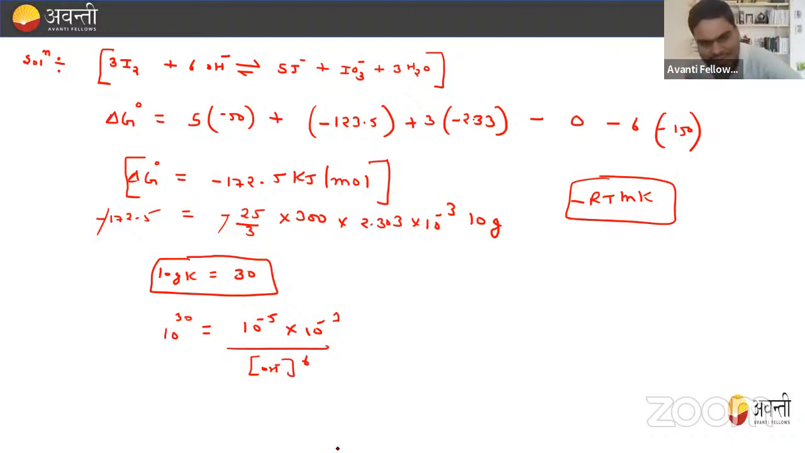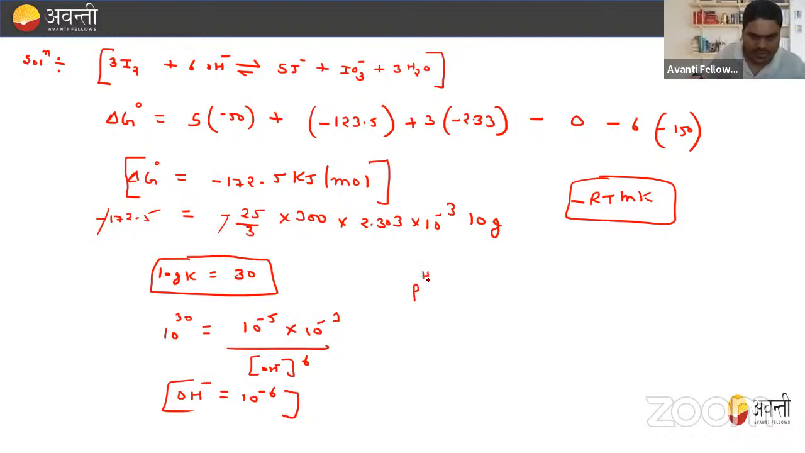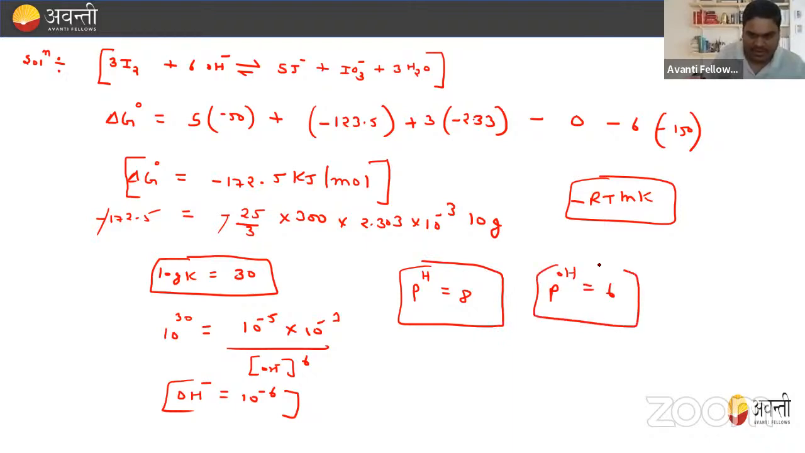So we just put the value of K, right? What is K? K is like this. So from here, we calculate the concentration of OH, which comes out to be 10 to the power minus 6. So if the pOH is 6, then pH is what? Then pH is nothing but 8, right? Because if the pOH is 6, then pH itself comes out to be 8, because 8 plus 6 is equal to 14. So I hope you understand this question.